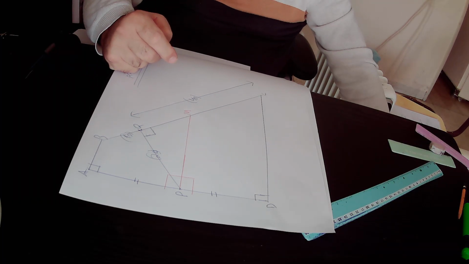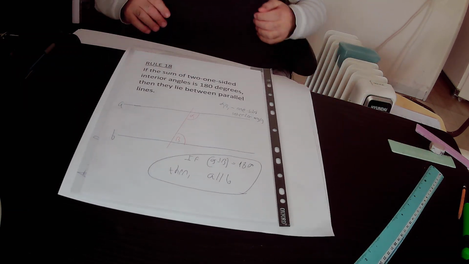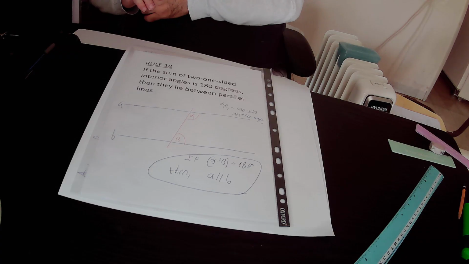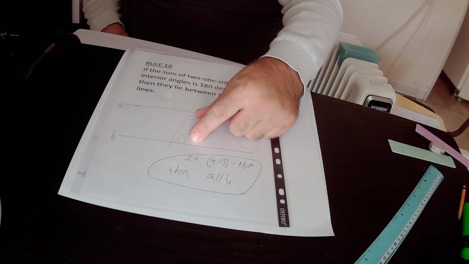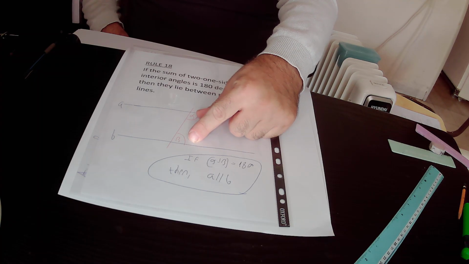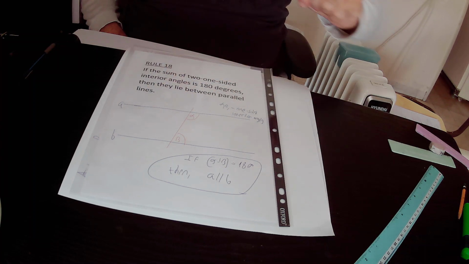So let me repeat quickly rule 18. According to rule 18, if the sum of two one-sided interior angles is equal to 180 degrees, then they are located between parallel lines. In the drawing, we have those two angles, alpha and beta. They are both defined as one-sided interior angles. If the sum of those two angles is equal to 180 degrees, that is to say, if alpha plus beta equals 180 degrees, then they are located between parallel lines. That is to say, line A is parallel to line B.